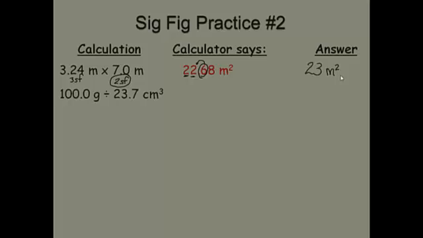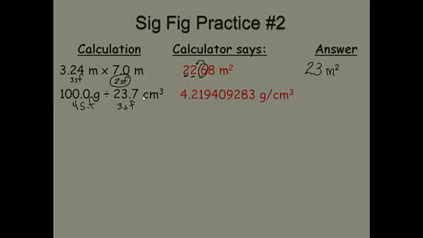Here's another example. 100 grams divided by 23.7. Same rules apply to division. Okay, so this number has how many sig figs? Decimal present, start counting over here. 1, 2, 3, 4 sig figs. This number has 3 sig figs.